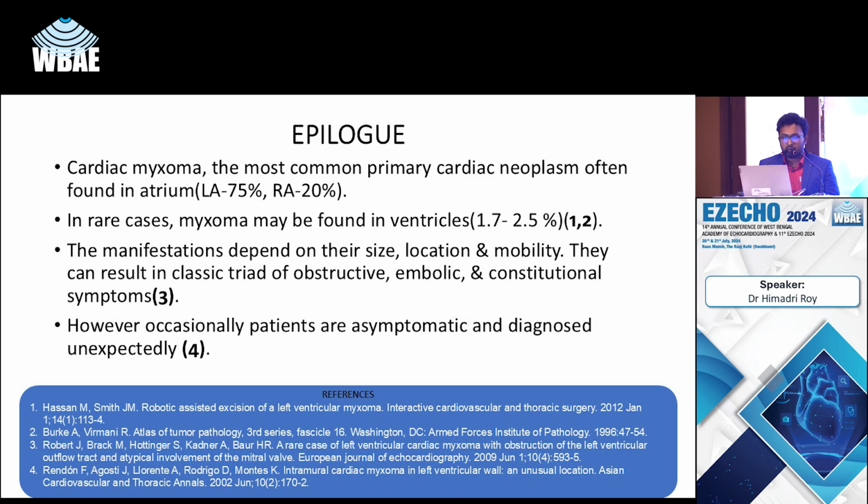Cardiac myxoma is the most common primary cardiac neoplasm, often in the atrium. In rare cases, it may be in the ventricle. Manifestation depends on size, location, and mobility. They can result in the classic triad of obstructive, embolic, and constitutional symptoms. However, occasionally the patient may be asymptomatic and diagnosed unexpectedly.